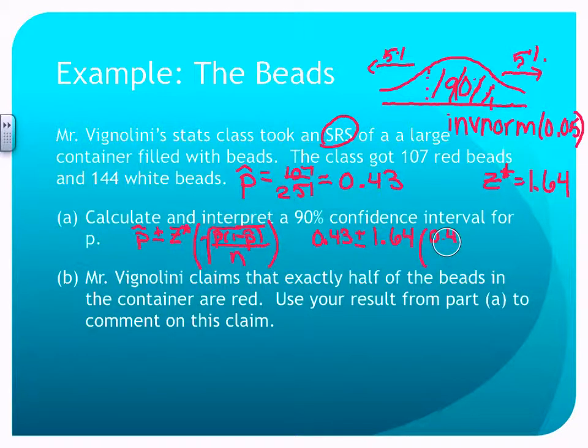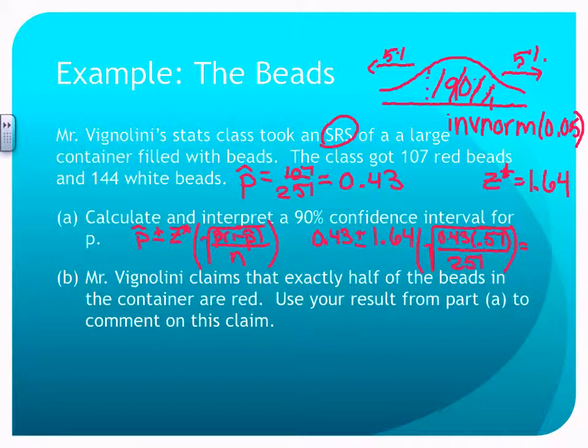Oops, I forgot my square root. The proportion for success was 0.43. For a fail is 0.57, and your sample size 251. Okay? And it's straight calculations, guys.